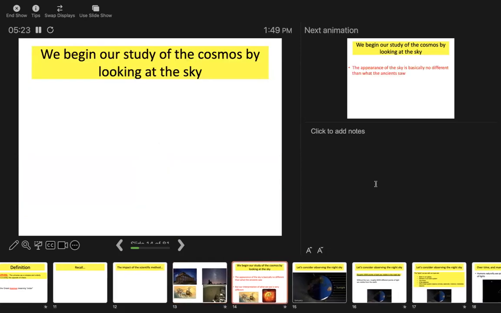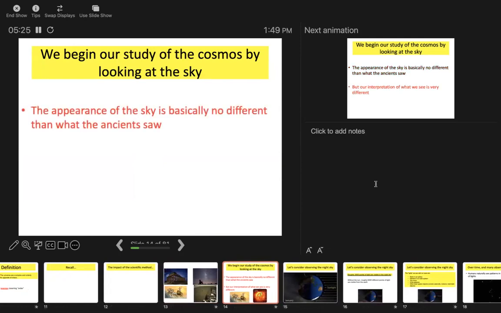All right. We begin our study of the cosmos by looking at the sky, right? The appearance of the sky is basically no different than what ancient cavemen saw. Even though cavemen were hundreds of thousands of years ago, the sky that they see is, generally speaking, exactly the same sky that we see. There are some differences, but not vast differences. They saw Orion. They saw the Big Dipper. They saw the North Star, right?